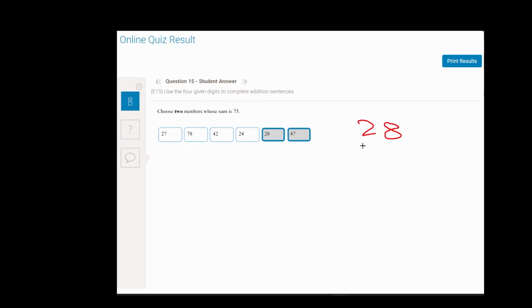28 plus 47, it's 5 here, and then plus 1 is 3. So it's 75. So those 2 are correct. We plus them, so we can reach 75.